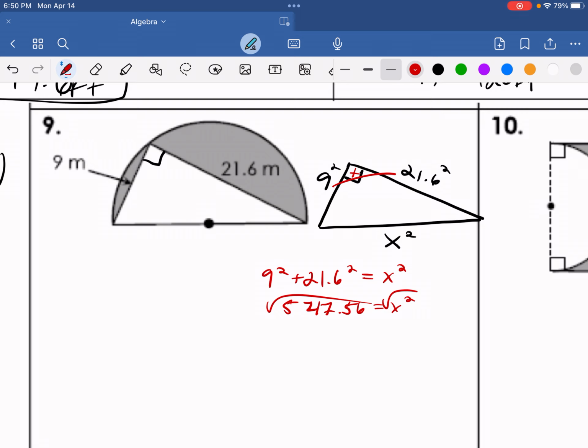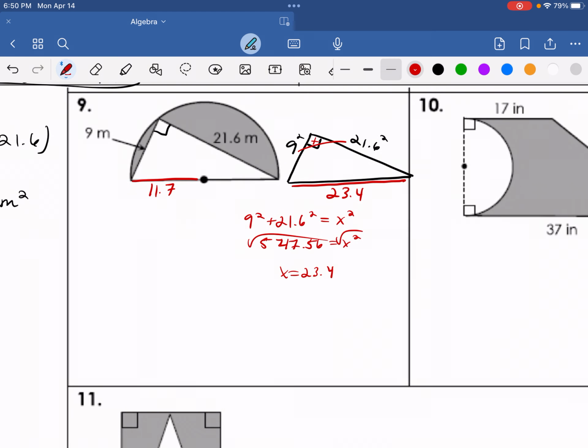Square root of 547.56, and we get x equals 23.4. That means this side of the triangle is 23.4. That means the whole thing is 23.4, but I don't want the whole thing, I want half. So divide that by 2. 23.4 divided by 2, and we get 11.7.